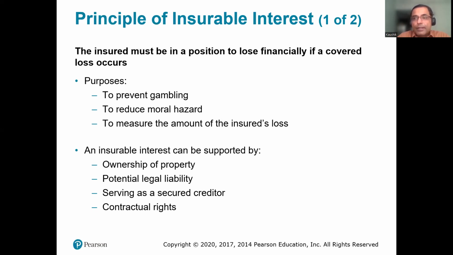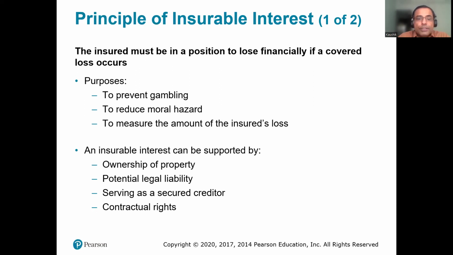The customer may take an insurance on another individual, and when loss occurs to the other individual, they may profit from compensation. It also helps to reduce moral hazards because it may lead to undue risk taking by the customer. And it also helps to measure the amount of loss. Because only when we know the impact of the loss on the customer, we'll be able to determine what is the cash value.